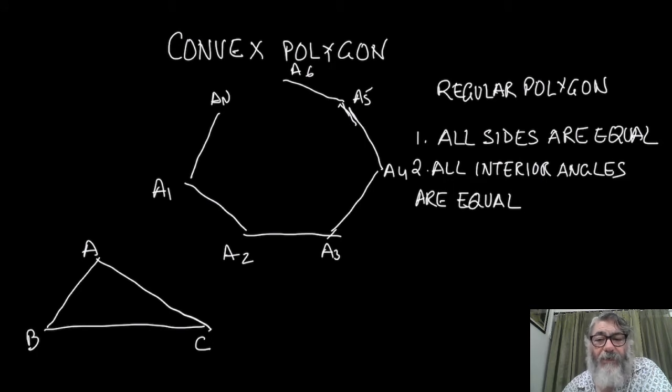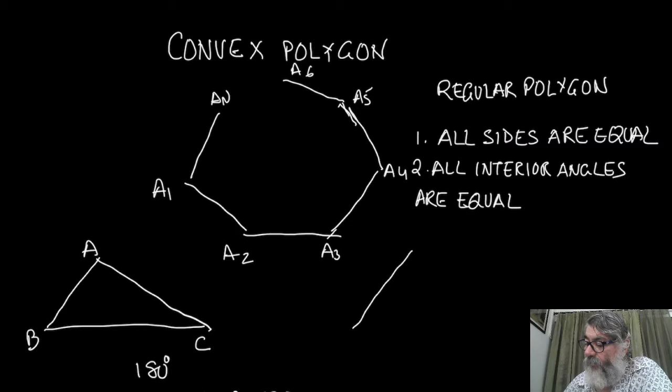Sum of interior angles of a triangle is how much? 180 degrees. How many sides does it have? 3 sides. If I write 3 minus 2 into 180, what will I get? 1 into 180, that will be 180.